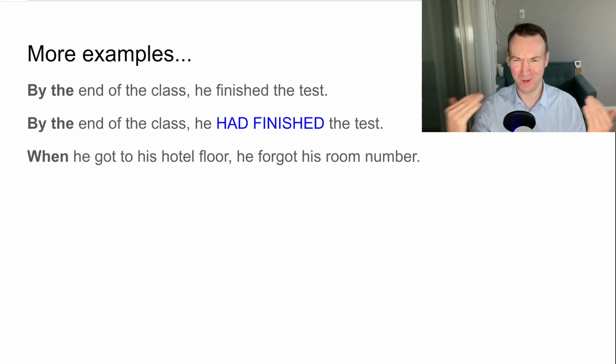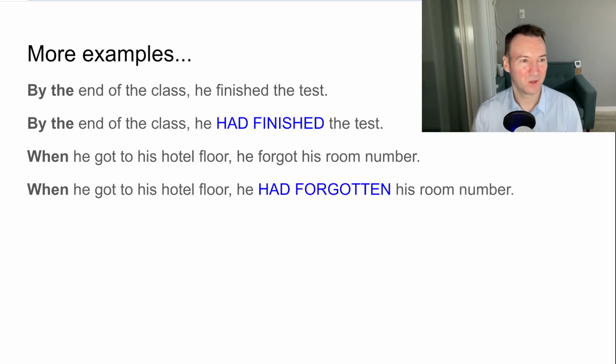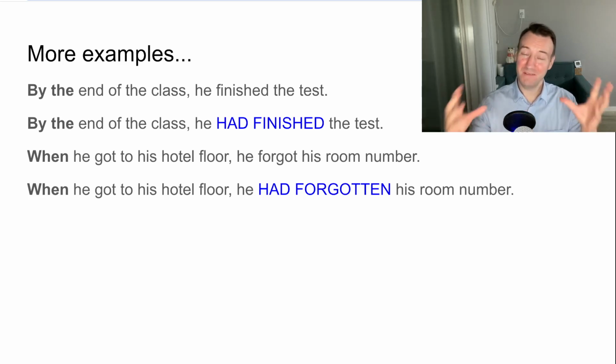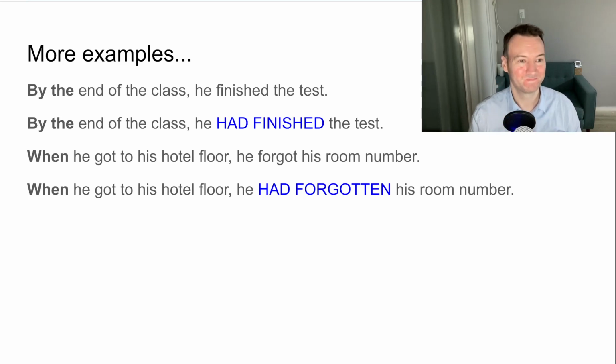So again, when did this happen? Did this happen as the doors of the elevator opened? Not very clear, and it would be much better to show the relationship between the events. So, "When he got to his hotel floor, he had forgotten his room number." Okay, so again, the timeline is very clear and it shows a nice connection, a relationship between the information. Okay, one more example.